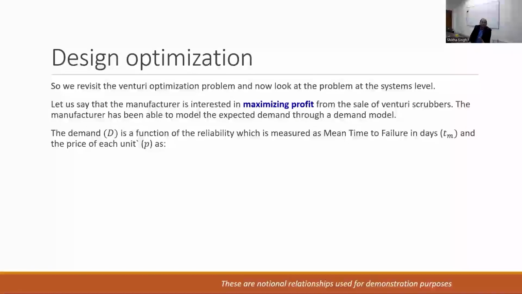So we can say, okay, they're interested in mean time to failure in days. Those are the attributes that customers care about. If you remember that, that's what we talked about. And the price of each unit, right? So if you give me this and it works, I'm happy, right?